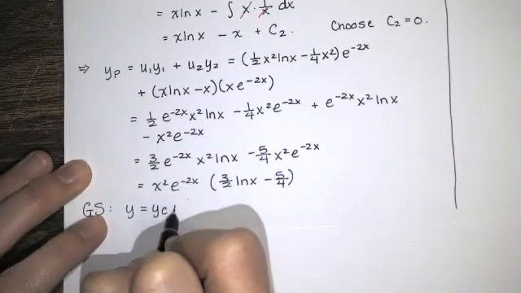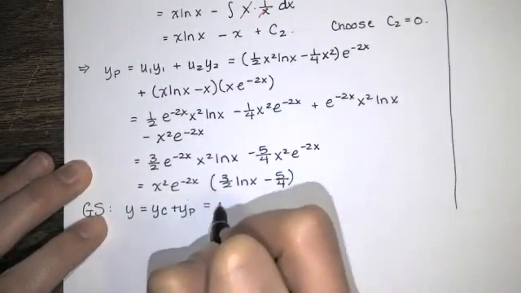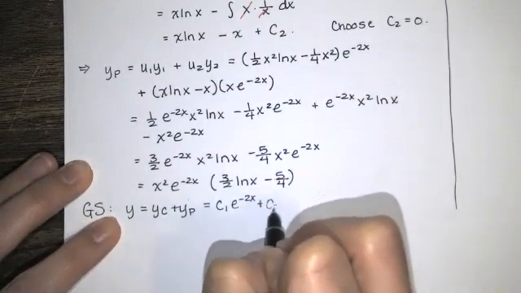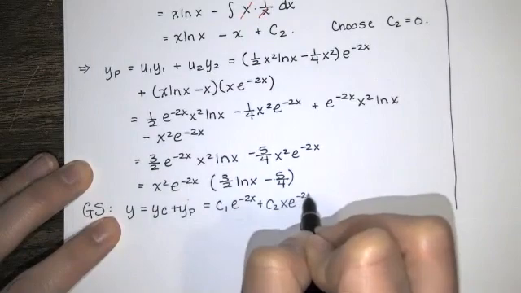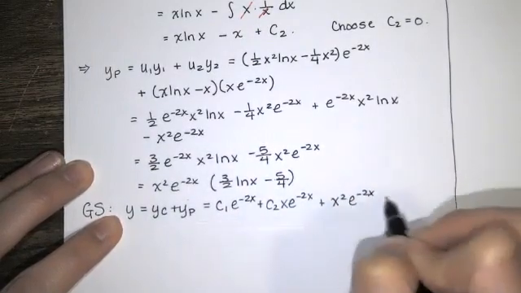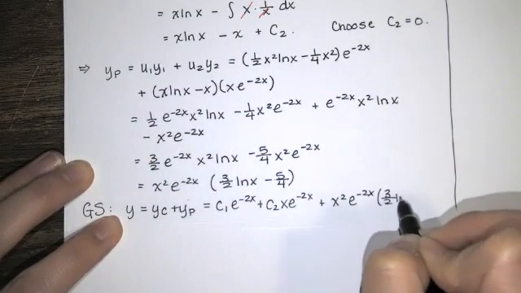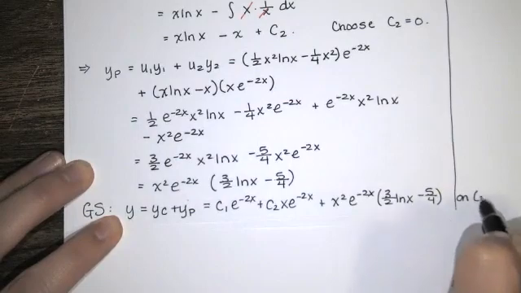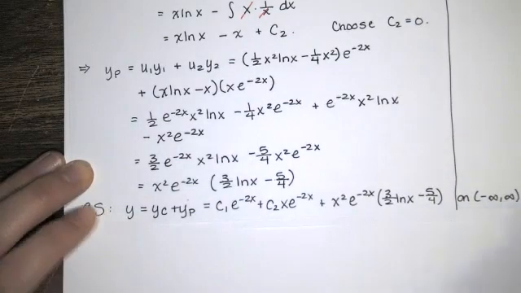And y is equal to y sub c plus y sub p. So that's c1 y1 plus c2 y2 plus y sub p, which is this. That's true on negative infinity to infinity.